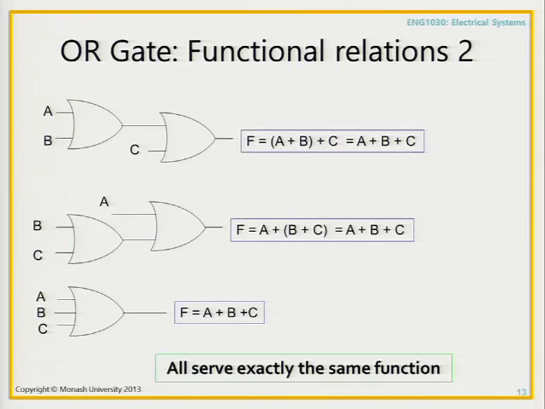Okay, so it's the same thing with OR gates if you cascade them. If you put one after another, this would be A or B in brackets, and then the output of this gate would be A or B or C. You can actually get rid of the brackets here, just like in normal algebra, and the output would be A or B or C. And that works regardless of how you switch these OR gates around. They all serve exactly the same function. All right.